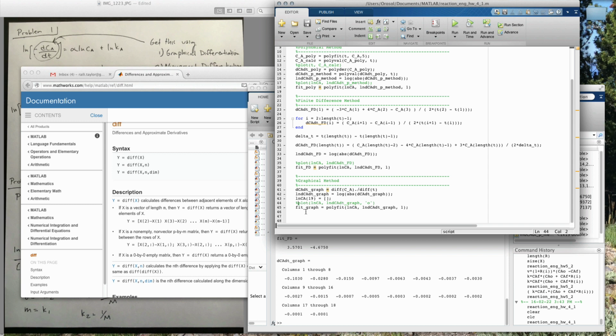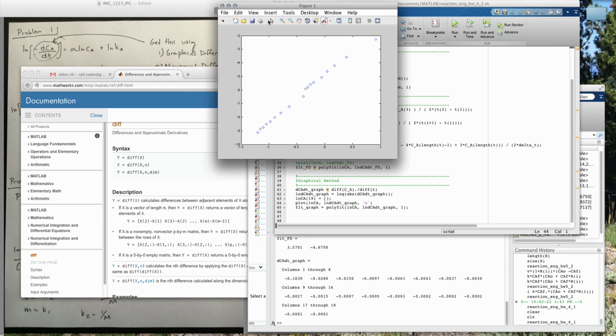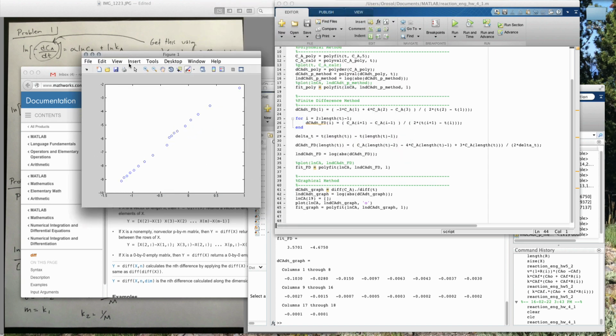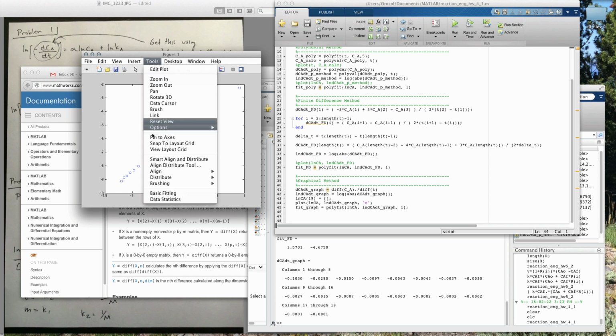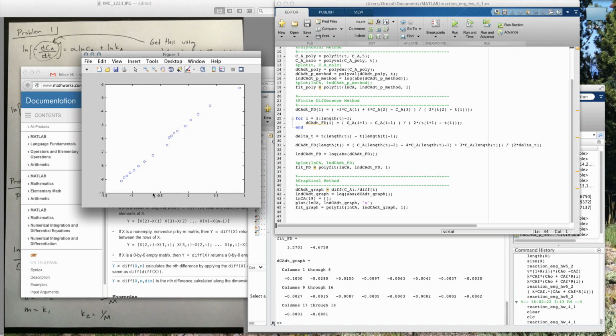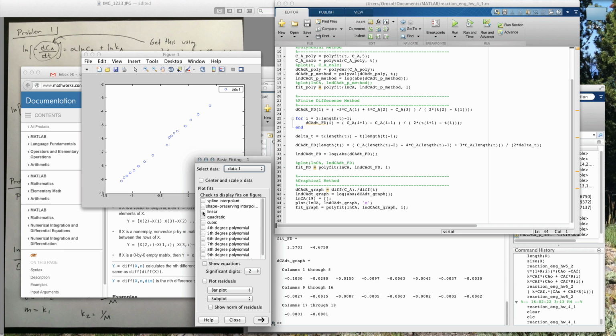which I'll just plot real quick so you can see it. Out of all the methods, this one seemed to come up with the smoothest graph, but I'm just not sure if any of these are that perfect. So yeah, this is what you get with this one.